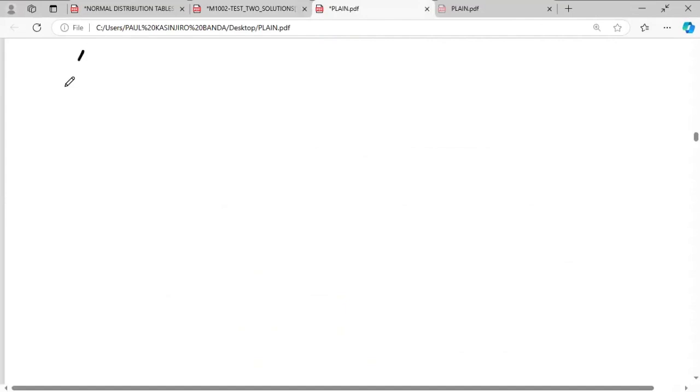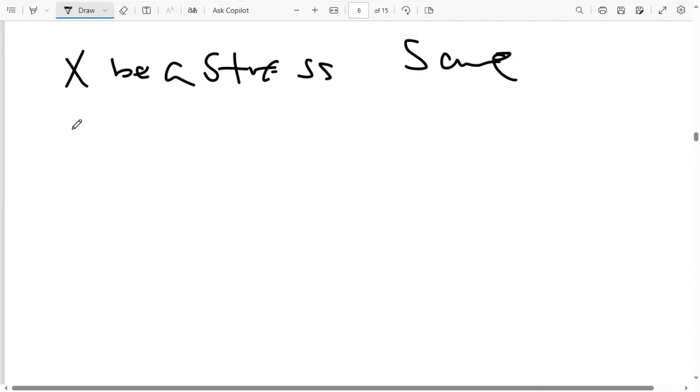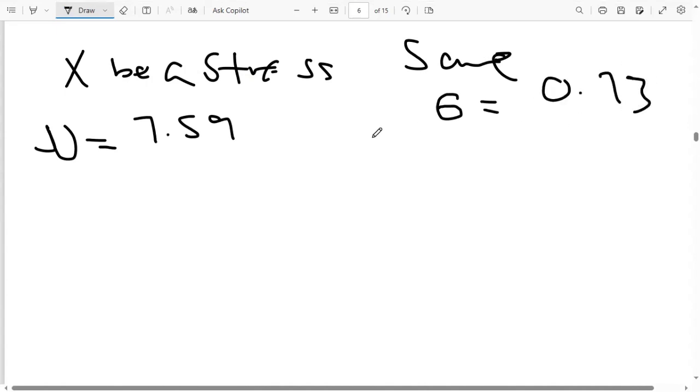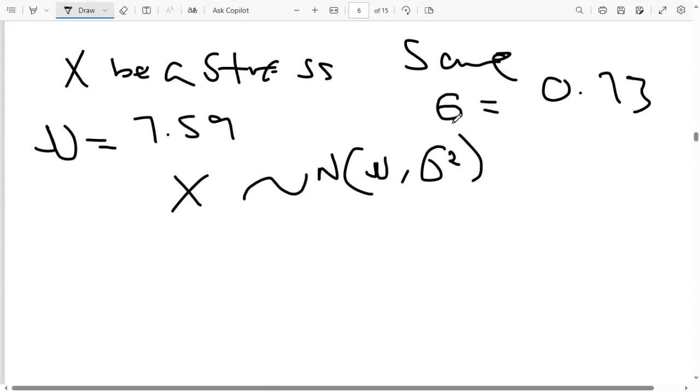So we are going to say let X be the stress score of the patient, and then we have that the mean is 7.59, and then we have the standard deviation, which is represented by this symbol that looks like a 6 somehow, 0.73. So we know that if X follows a normal distribution, then here you have your mean, then here you have your variance. Just square the standard deviation.